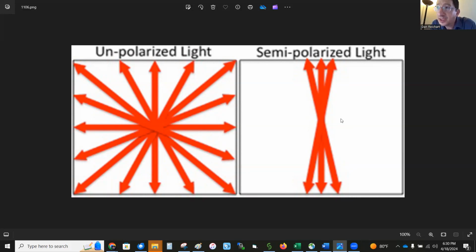Thermal processes don't favor any particular orientation. Some are oriented this way, some this way, some this way. All the different orientations are equally represented. We call that unpolarized light. Now, with magnetic field-driven processes, it is polarized, and the orientation of the polarization is tied to the orientation of the magnetic field.